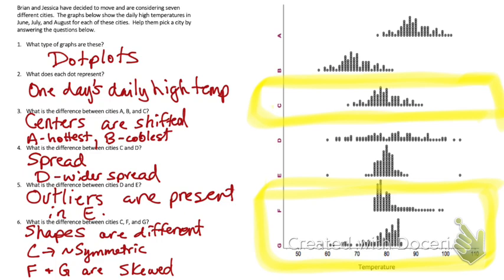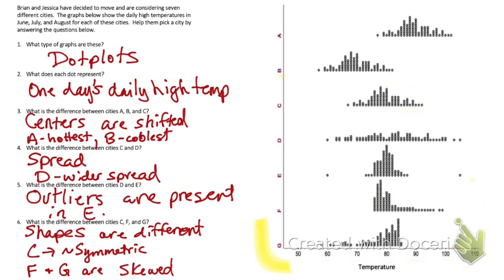Which of these cities would you guys want to recommend to them? Which one do you think is the best city with temperatures? You like B? You like things a little cooler? I like that. Especially with it being 8 million degrees outside right now.